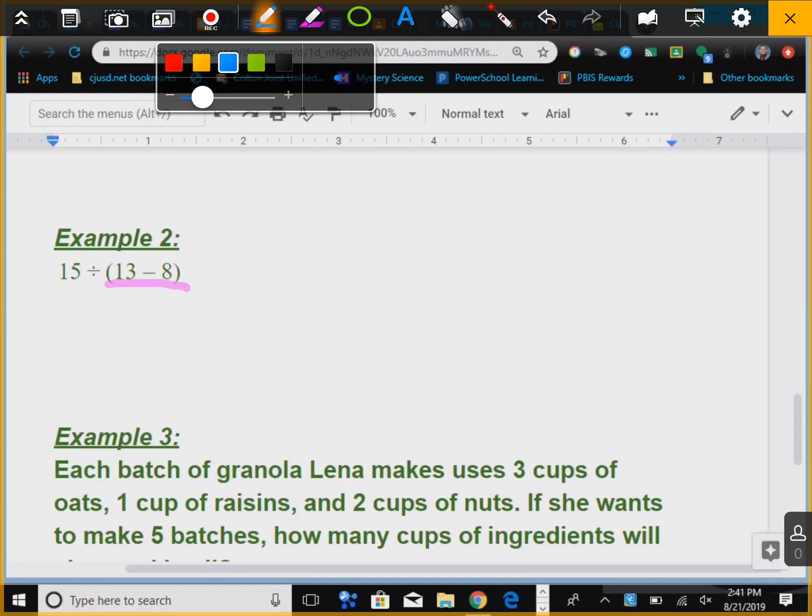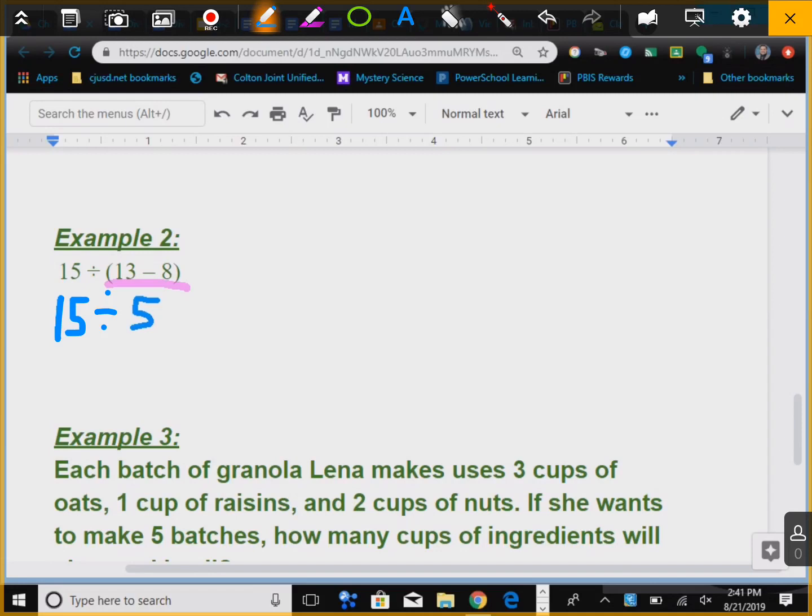And 13 minus 8 is 5. So bring down the 15 and the division sign. And now we divide 15 divided by 5, which is 3.